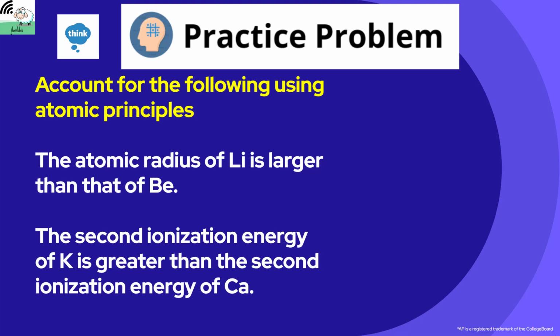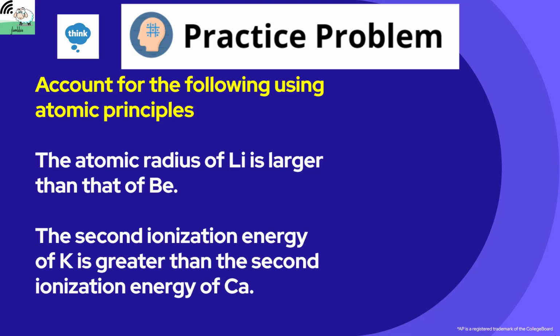I'd like us to be able to account for the following utilizing some atomic principles. And this is one of those rites of passage when you think about Coulomb's law in AP Chemistry. You need to really be able to think about, on an atomic level, the attraction of those outermost electrons to the nucleus and use that as a justification for things like atomic radius and ionization energy. Less so for electronegativity and electron affinity, which is why I primarily focus on ionization energy and atomic radius.